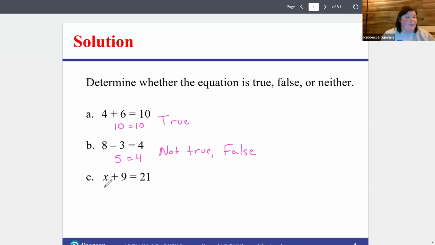And then for C, well, it could be true for the right value for x. So this is neither true nor false, because what we see here is, if we pick the right number, like if x is 12, it would be true. It would be false, however, if x was 13. Then it wouldn't be true anymore. That's why it's neither, because we don't know what x is, and that leaves it a little ambiguous for us.